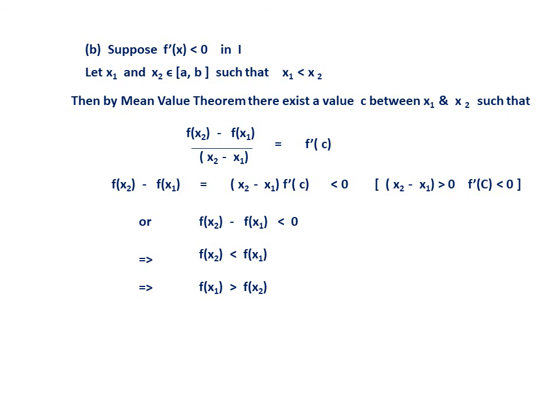So now look here, x1 is less than x2 but f of x1 is more than f of x2, reverse. So by definition f is decreasing. This is the proof for the second part. Now let us proceed.